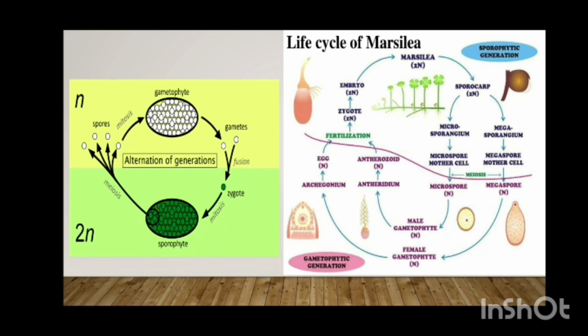The male gametophyte produces the antheridium, and the female gametophyte produces the archegonium. Next, the antheridium produces the antherozoids, and the archegonium produces the egg. Then fertilization happens, then the zygote forms and the embryo forms. This is the life cycle of Marsilea.